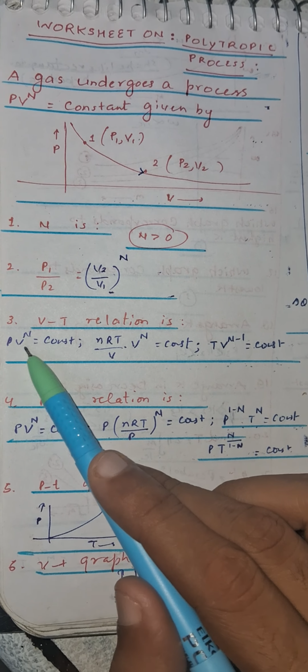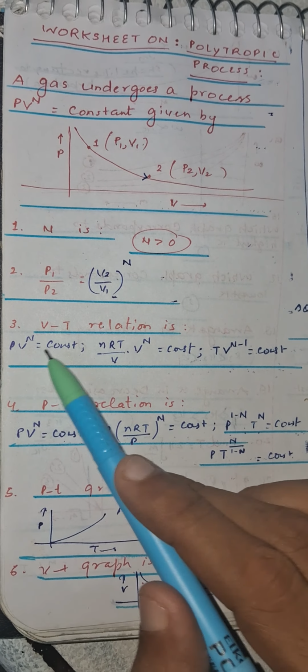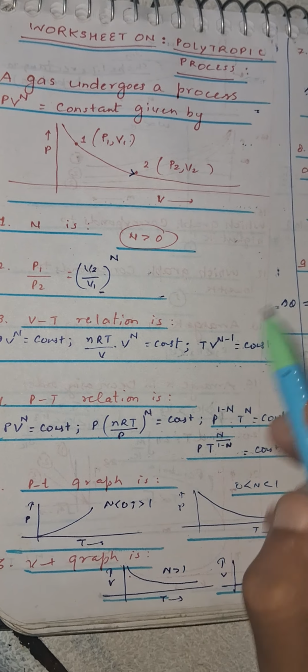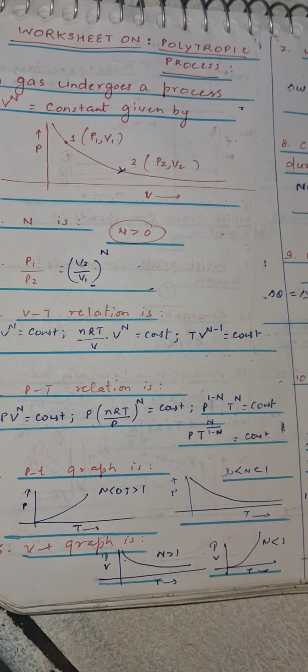So using the equation PV^n is constant, we eliminate P over here. We substitute P as nRT by V, so (nRT/V)·V^n is constant. That will give us T V^(n-1) is constant.